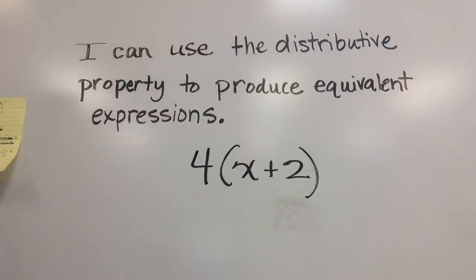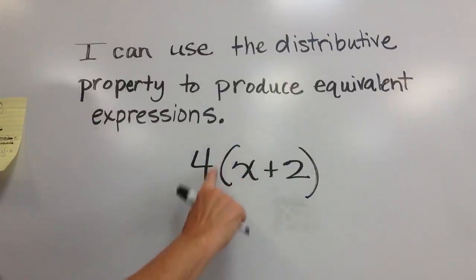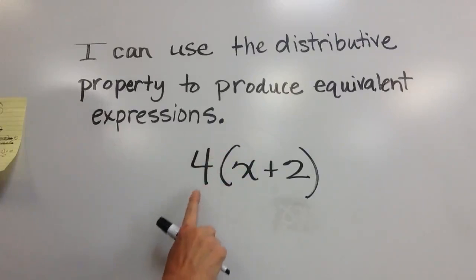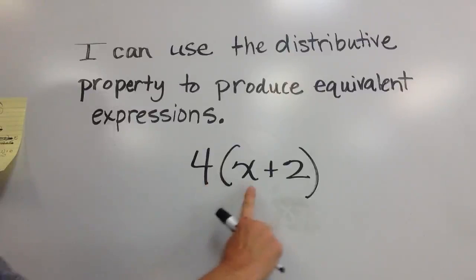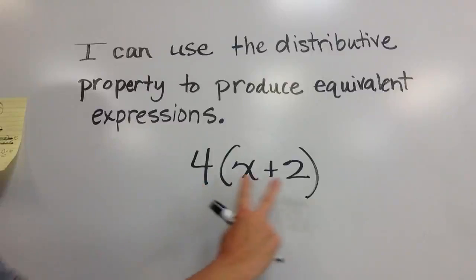Today we're going to learn how to use the distributive property to produce equivalent expressions. The first expression we're going to look at is 4 times (x + 2). The operation that is going on here is multiplication. This means 4 times (x + 2). It also can be stated as 4 times the sum of x and 2.